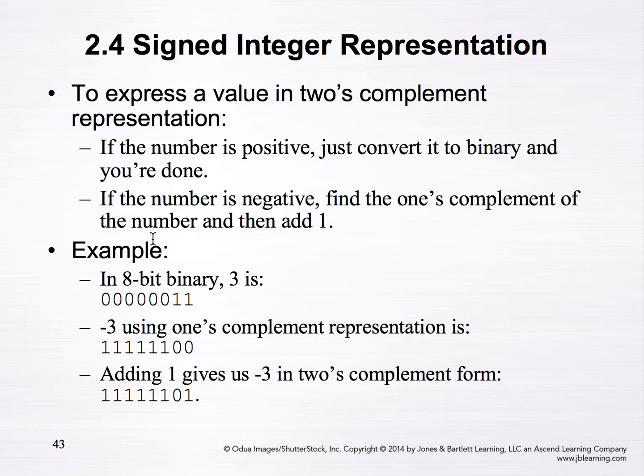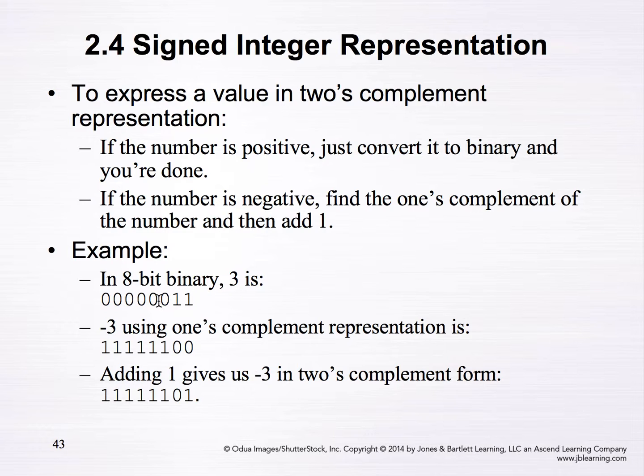So here's an example. We have 8-bit binary to represent the number 3. In two's complement representation, the number 3 is positive, so we just convert it into binary and we are done. So 3 in two's complement representation equals 0, 0, 0, 0, 0, 0, 1, 1. That's the binary representation of 3 because this is a positive number.